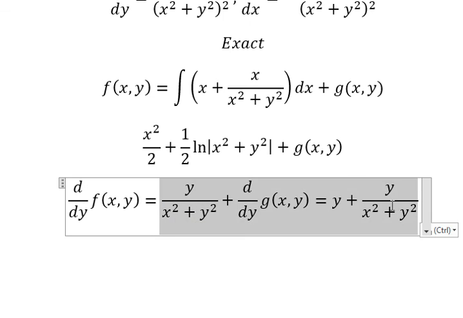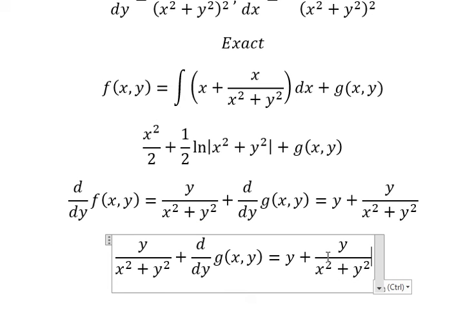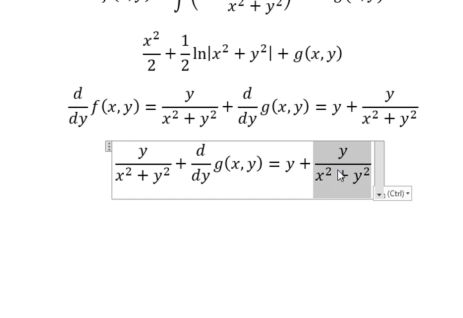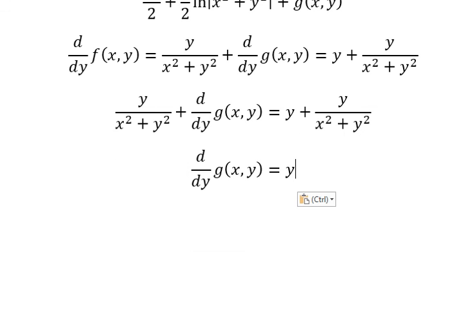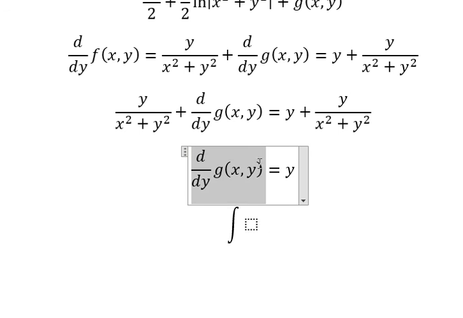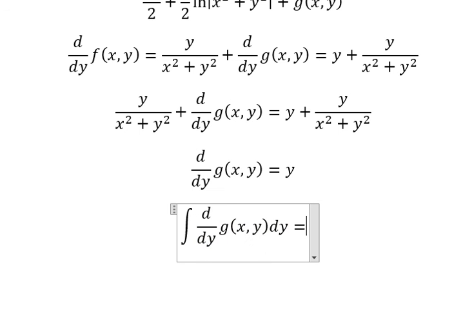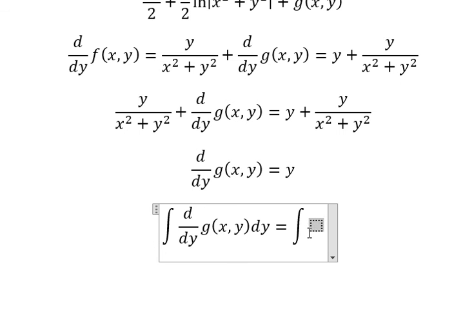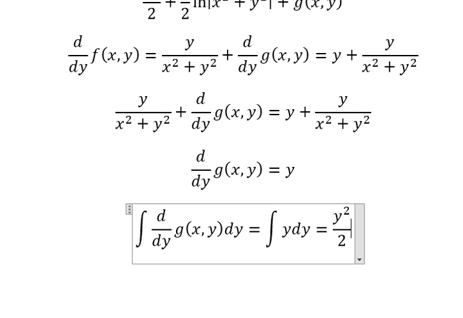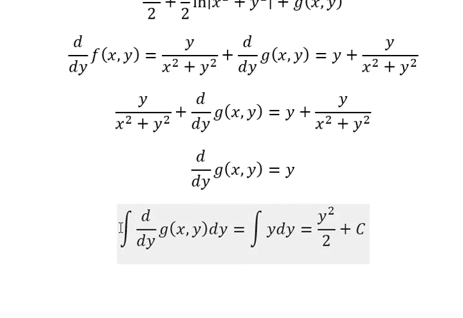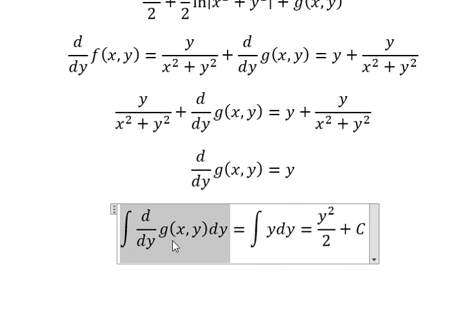Now, we have this equation. We simplify y over x squared plus y squared for the both sides in here. And now we just have this one left. Next, we put the integration for the both sides. The integration of y dy, we have y squared over 2 and we put c. And this one we simplify and we have g(y).